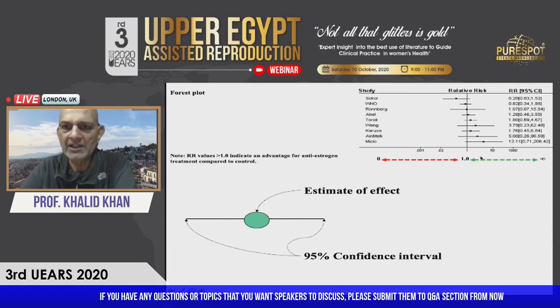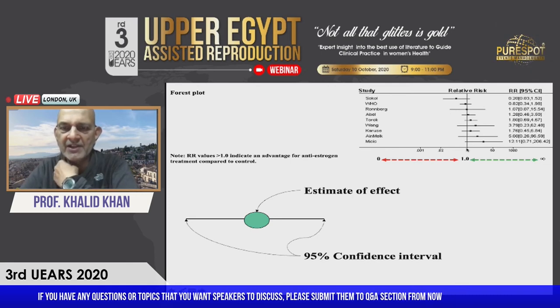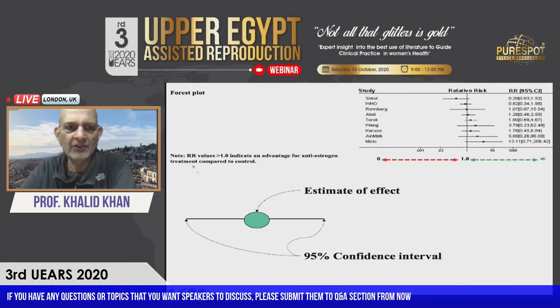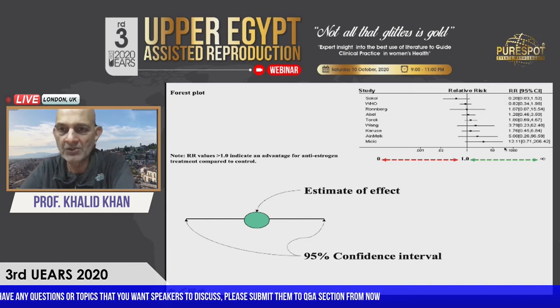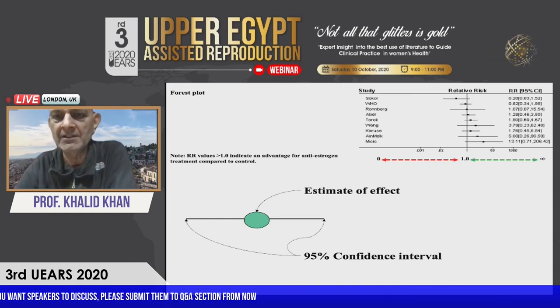The outcome is pregnancy, so if more pregnancies are achieved with intervention, the value of relative risk or odds ratio will be more than one. And in this study, this point estimate highlights that there is a higher rate of pregnancy in the intervention group.